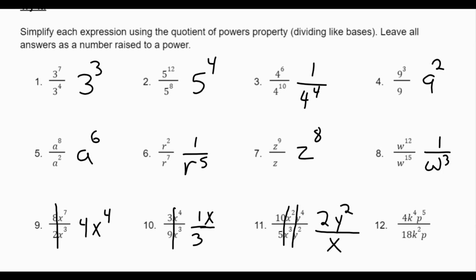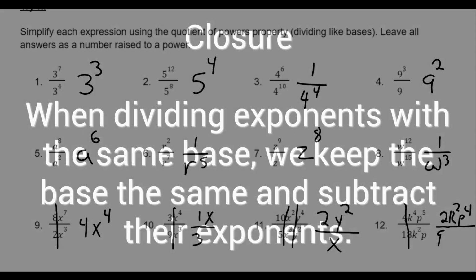And then last one, number 12, 4k to the fourth p to the fifth divided by 18k squared p. So 4 divided by 18 is 2 over 9, so 2 ninths. k to the 4th divided by k squared would be k squared in the numerator, and then p to the 5th divided by p would be p to the 4th in my numerator. So I'd have 2k squared p to the fourth divided by 9.